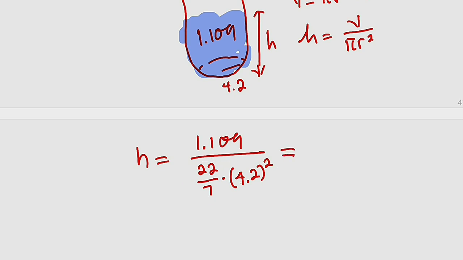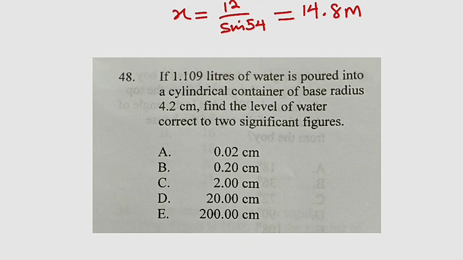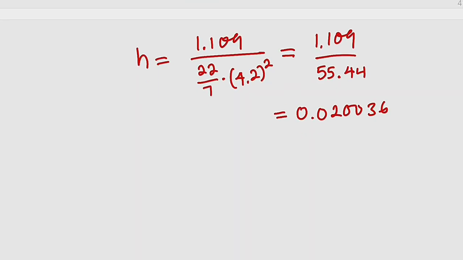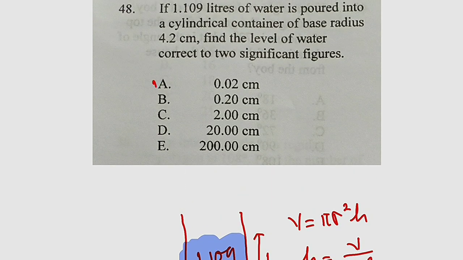This is equal to 4.2 squared times 22 divided by 7, which is 55.44. So we have 1.109 divided by 55.44. Then we divide. This is equal to 0.020036, but they said in what? Two significant figures. And to round this to two significant figures, we have 0.02. So this is our final answer, 0.02 cm, which is option A.